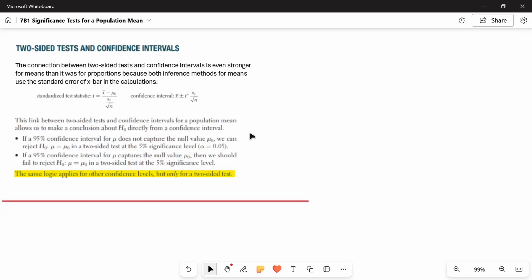So for example, if a 95% confidence interval for mu does not capture the null value, we can reject the null in a two-sided test at the 5% significance level, or otherwise alpha is 0.05. If a 95% confidence interval for mu does capture the null value, then we would fail to reject the null in a two-sided test, again, at the 5% significance level. Now, the same logic is going to apply for other confidence levels, like a 90% or a 99%, but again, this is only true if you're doing a two-sided test. One-sided tests, you can't link the confidence interval to the hypothesis test.